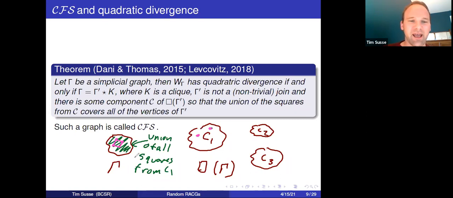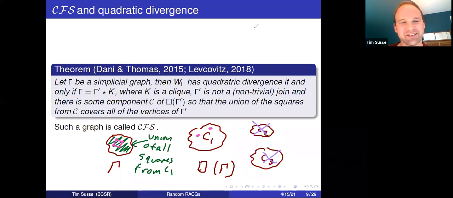And so we want effectively every vertex of gamma to be contained in some square inside of a single component, C1. And maybe C2 and C3 don't have that, and that's okay. We just need one component that has this property. And so we'll call such a graph CFS. For me, CFS means constructed from squares.